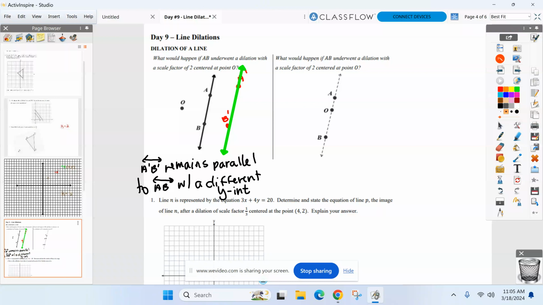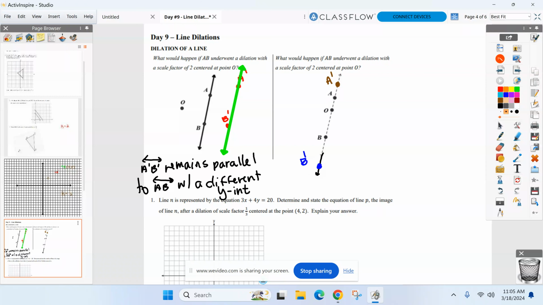Right on the line again, isn't it? Probably, let's see, right up here maybe. It's going to land on the line again, isn't it? And then same thing for B. Where's B going to land? Where's B prime going to land? Probably make this a little longer, but B prime's going to land on the line still.